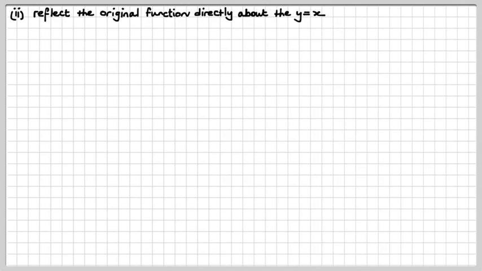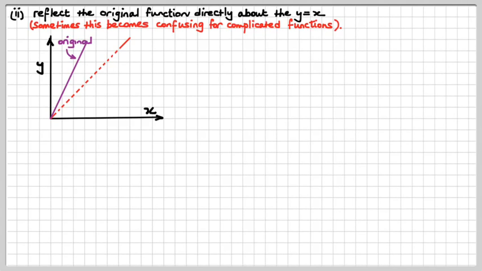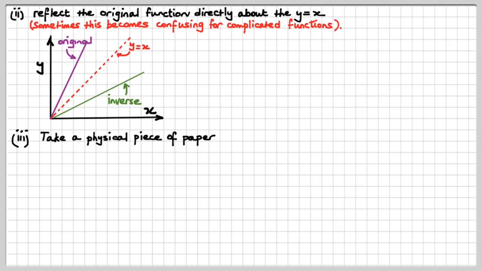Now, this is the second way. The second way is just to bite the bullet and reflect the original function directly about the line y equals x. This sometimes can be confusing if you've got a complicated looking function. Here we've got y equals 2x, and you can just say, okay, that becomes that one. It's pretty obvious, but some of them are not quite as intuitive as that. They're going all over the place and curvy and wavy and doing all kinds of weird things, and you've got to really keep your head together when you're working out their inverse. That's the line y equals x, of course it is.